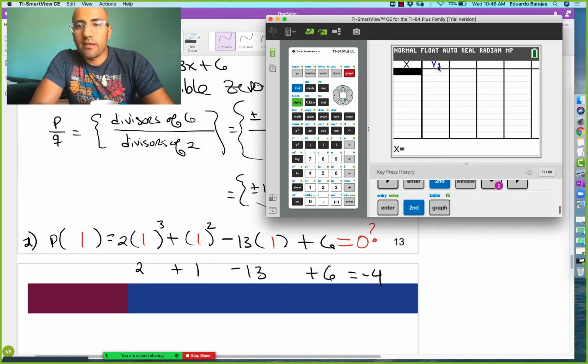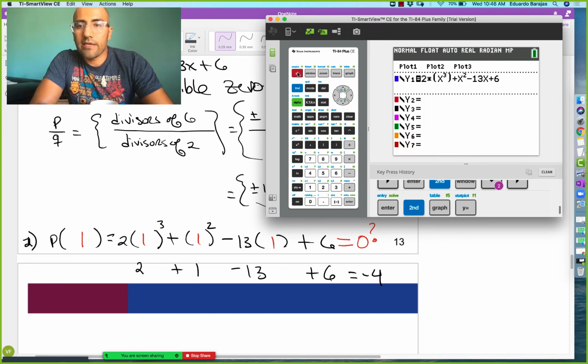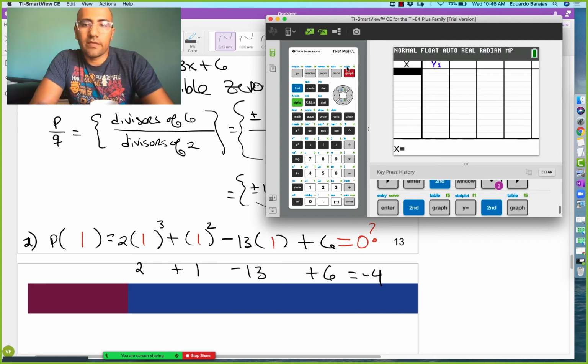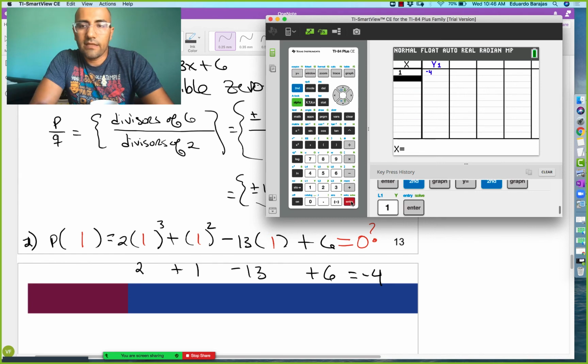Y sub 1 is the equation that I typed in. Notice that if I go to y equals, y sub 1 is exactly this polynomial that I typed into my calculator. So I'm going to go to table like this. And now what happens here is that if I type in a value, like say 1, and enter, it'll automatically evaluate that polynomial at that value.